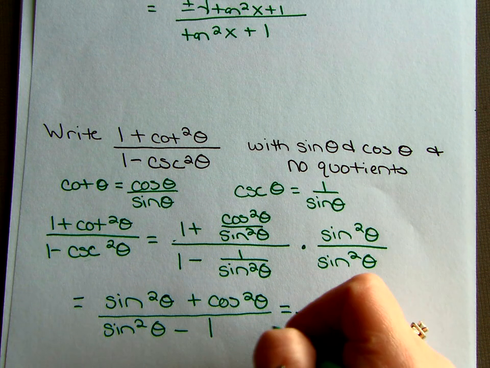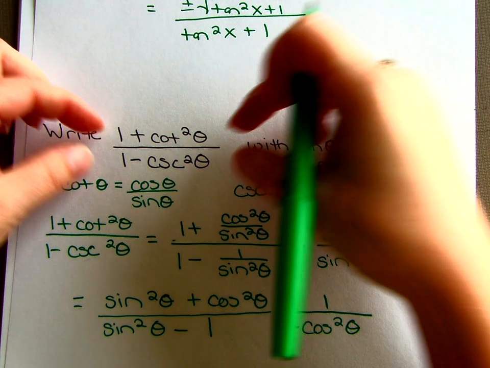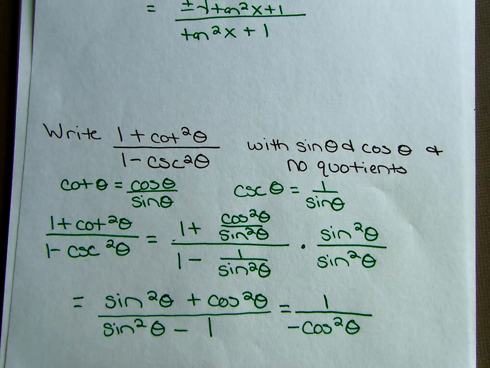Because it's backwards. So we're really close now because it said it wanted all of this mess that we started with in terms of sine and cosine, but it said no quotients. So we can't have a quotient. What is 1 over cosine squared theta? Yeah, it's secant squared theta.